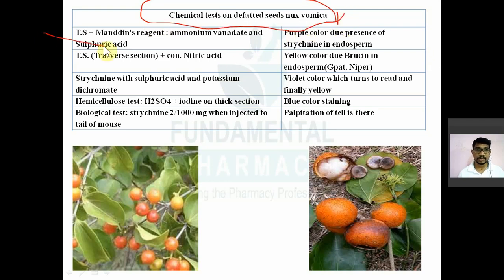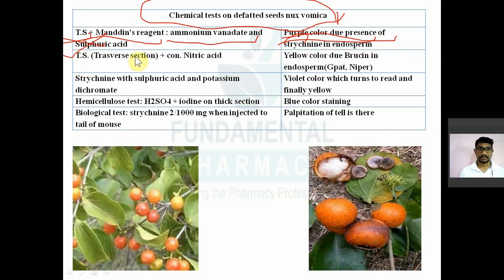So first, TS plus Mandelin's reagent. What is Mandelin's reagent? That is nothing but ammonium vanadate and sulfuric acid. Remember this test: TS plus vanadium reagent, ammonium vanadate plus sulfuric acid. You will get a purple color due to the presence of strychnine. What color will come on the seed? Purple color due to the presence of strychnine in the endosperm. This is a specific characteristic test for Nux-vomica.